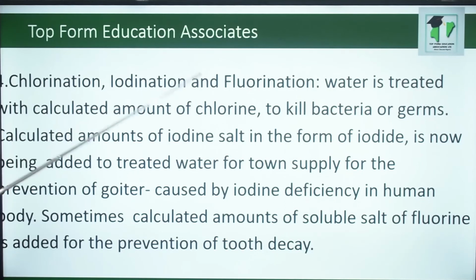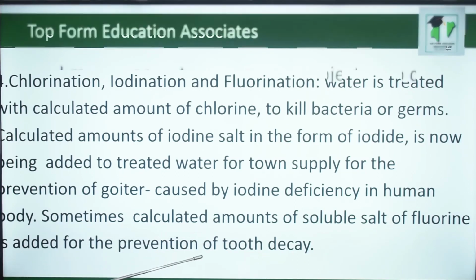Chlorination, iodination, and fluorination. Water is treated with calculated amounts of chlorine to kill bacteria or germs. Calculated amounts of iodine salt in the form of iodide is now being added to treated water for town supply for the prevention of goiter caused by iodine deficiency in the human body. Sometimes, calculated amounts of soluble salt of fluorine is added for the prevention of tooth decay.